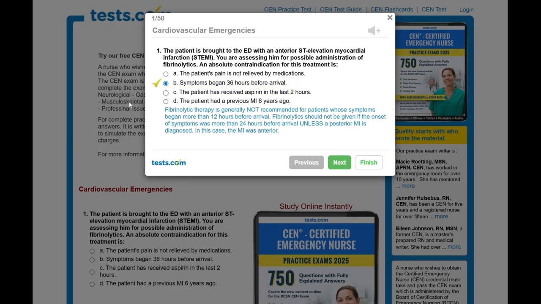B. Symptoms began 36 hours before arrival. Fibrinolytic therapy is generally not recommended for patients whose symptoms began more than 12 hours before arrival. Fibrinolytics should be given if the onset of symptoms was more than 24 hours before arrival, unless a posterior MI is diagnosed. In this case, the MI was anterior.